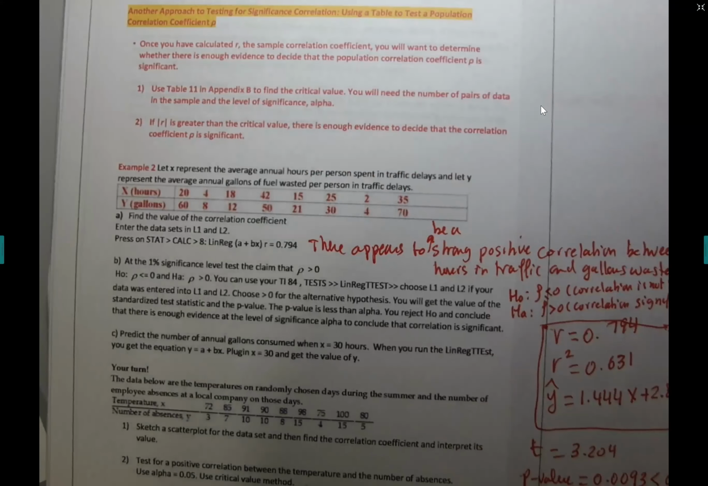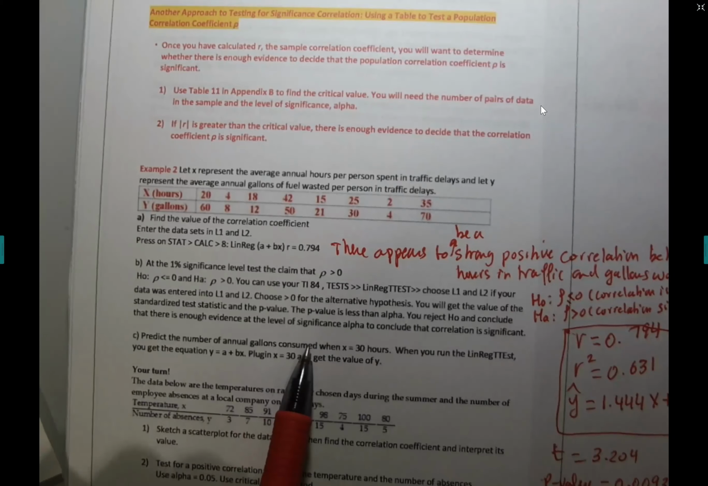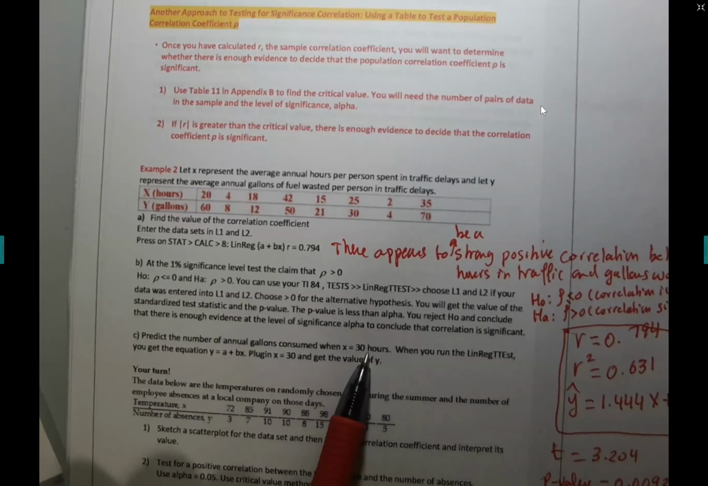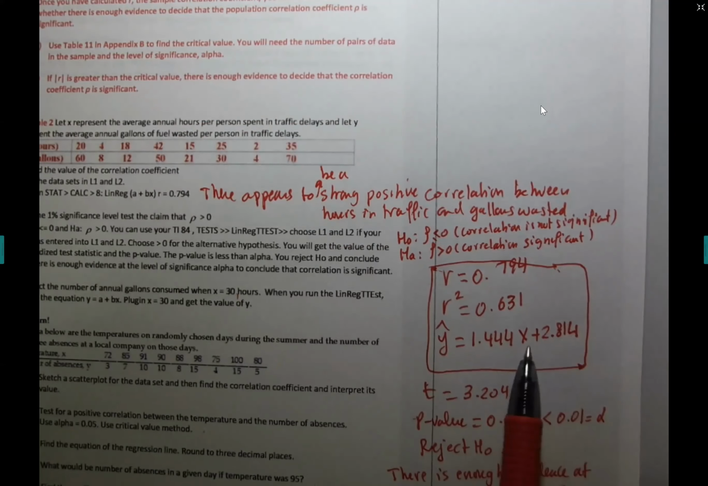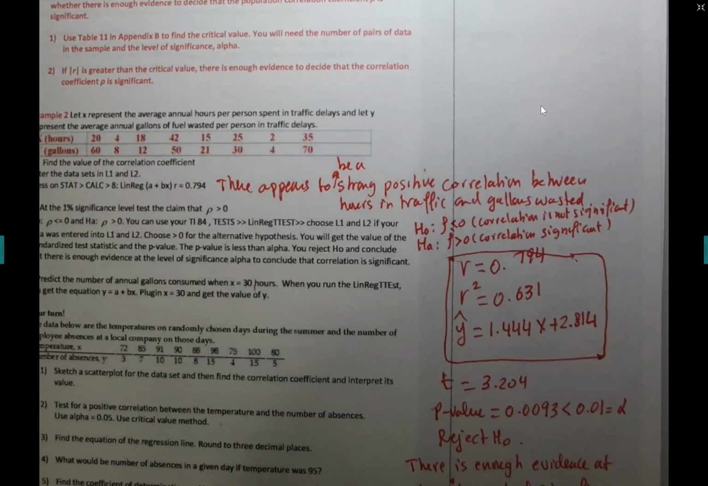Next question, guys. Predict the number of annual gallons consumed when X is 30 hours. How much gas would you have wasted if you spent 30 hours in a year in traffic delay? Well, you already have the equation, guys. It's right here. All you need to do is plug in X equals 30 in here. So let's plug it in.